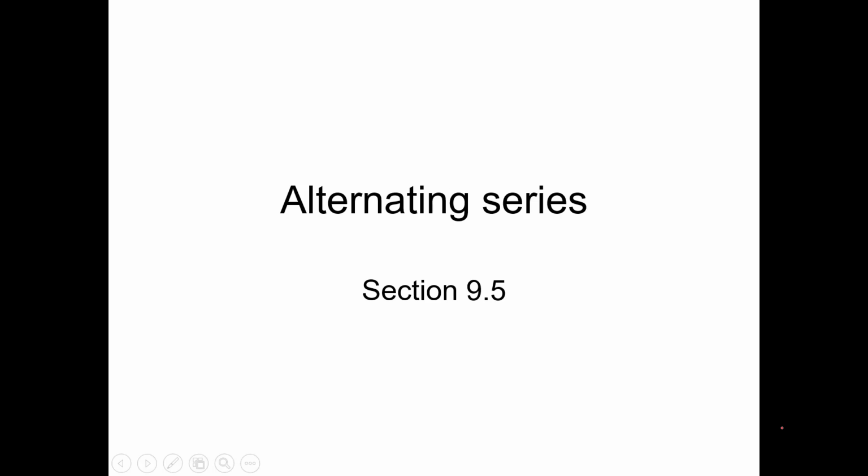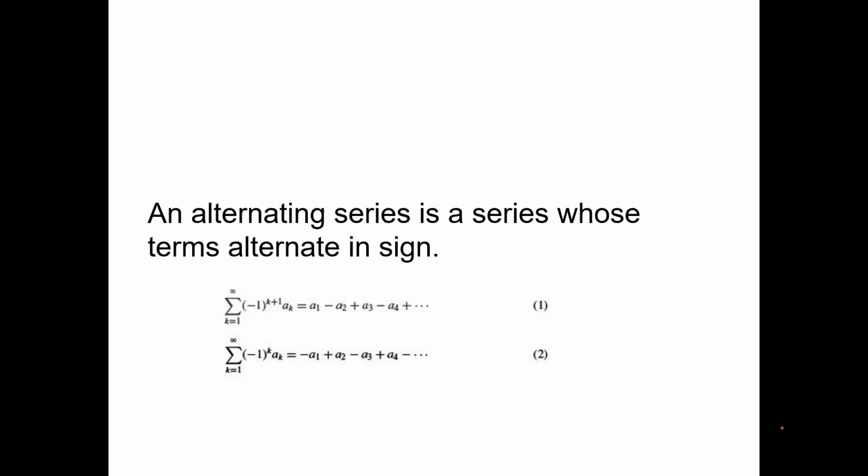Okay, so we're going to be talking about alternating series in section 9.5. Up to this point, all the series that we've encountered, the terms have only been positive to keep things simple. Today we're going to be talking about alternating series since these series will come up in the work that we're going to do. So an alternating series is a series whose terms alternate in sign.